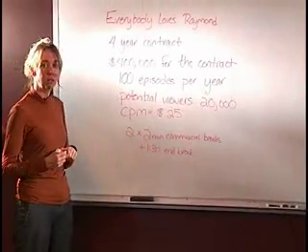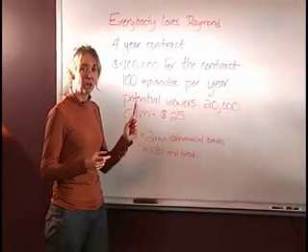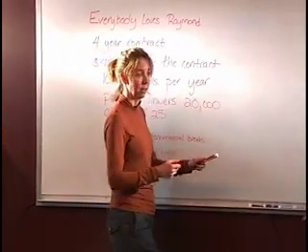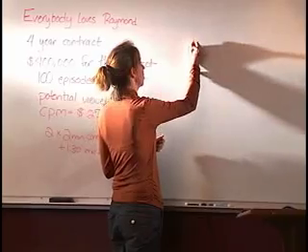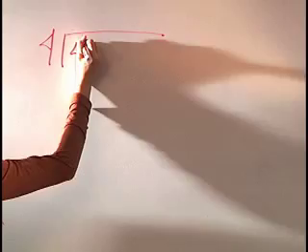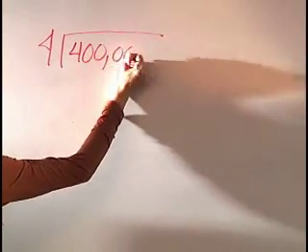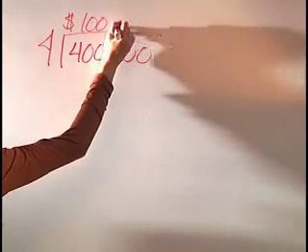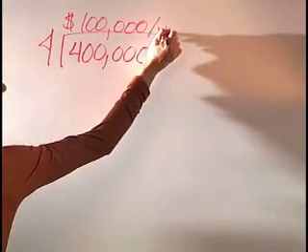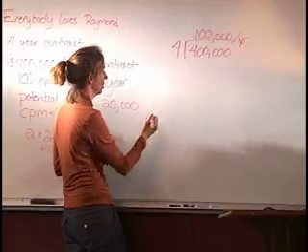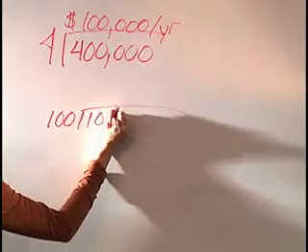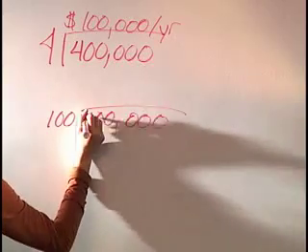So the first thing we need to do is figure out how much it's going to cost per year for this show. So we want to take a 4-year contract, and we're paying $400,000 for all 4 years. If we do that math, it turns out to be $100,000 per year. How many episodes are in a year? 100. And we're paying $100,000 per year.